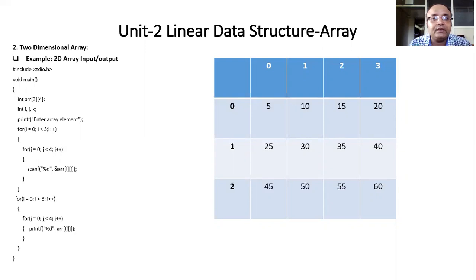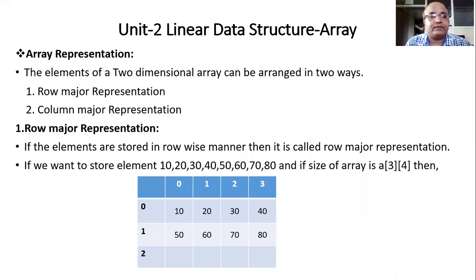Now in this video lecture we are going to discuss array representation. When you want to represent an array, we have two ways: either you go row wise or you go column wise. So we have two kinds of representation. The first one is known as row major representation, and the other one is known as column major representation. Now you have to understand the difference between these two methods.